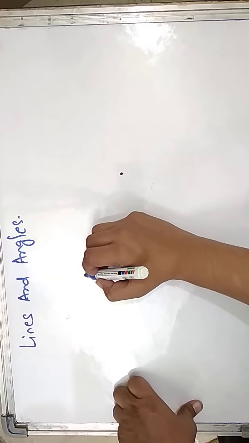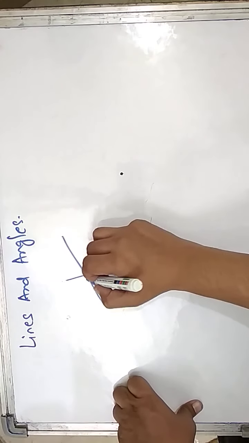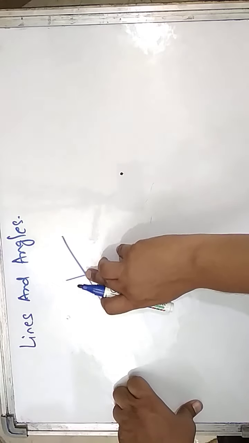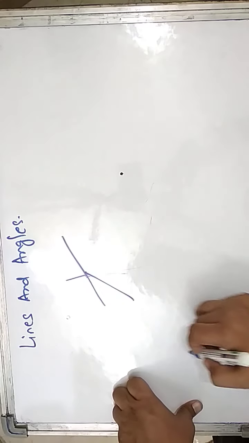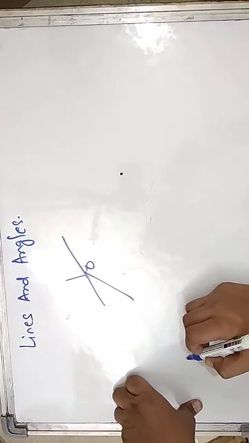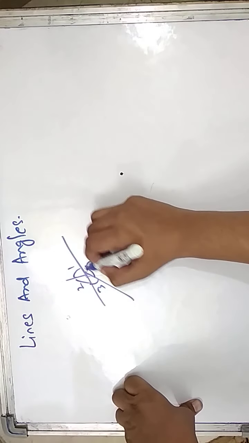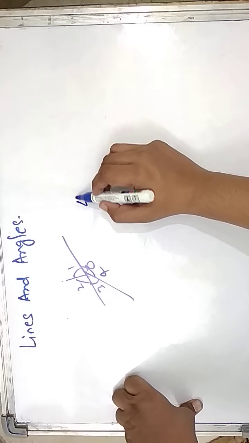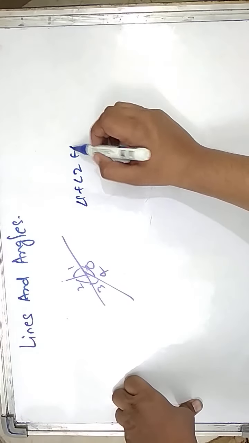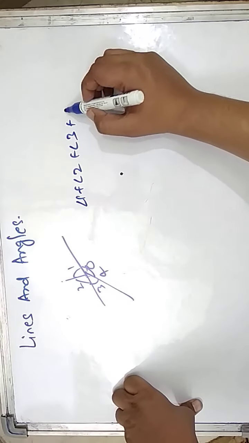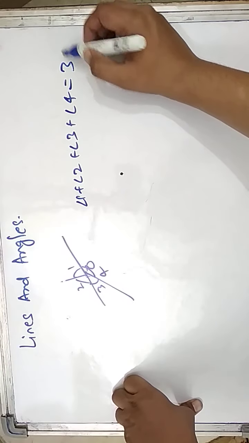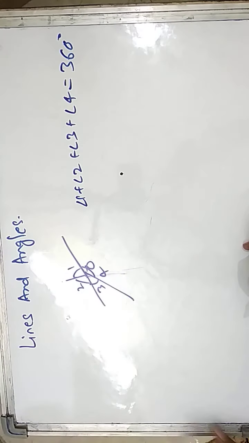If angles form at a point, for example, if there are four angles formed at one point, the point is O. It is angle 1, angle 2, angle 3, and angle 4. The sum of all four angles is equal to 360 degrees. It is the first point. Similarly, there are so many points, and we will discuss them one by one.